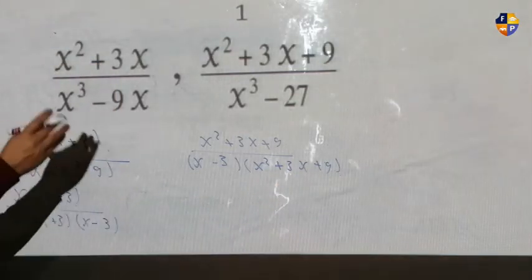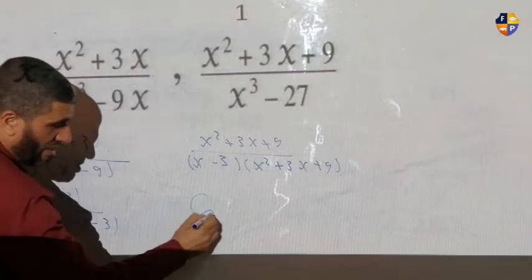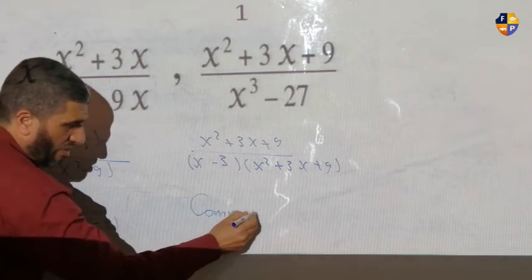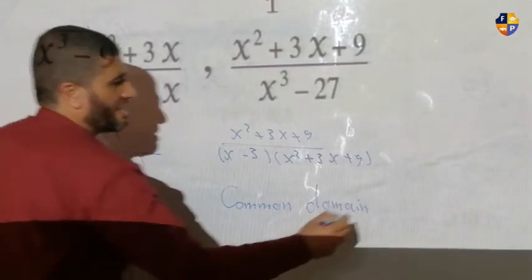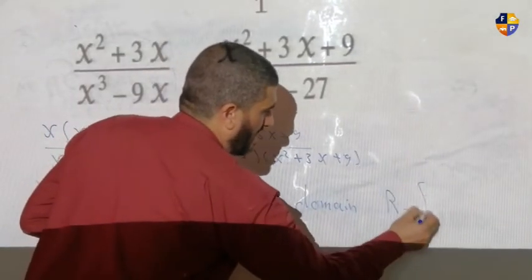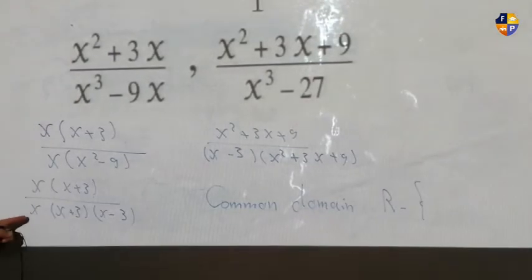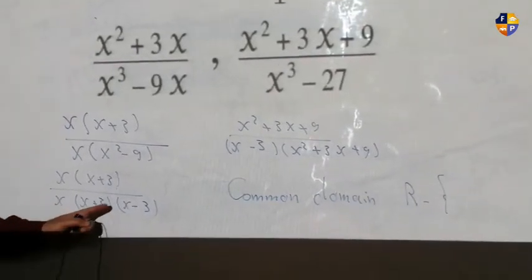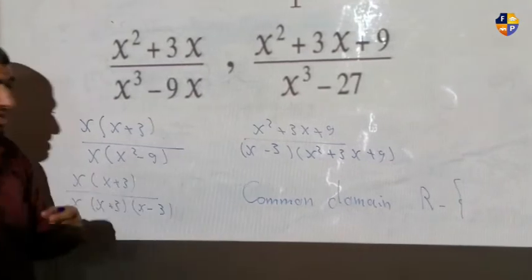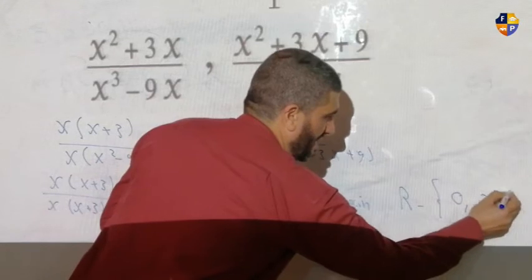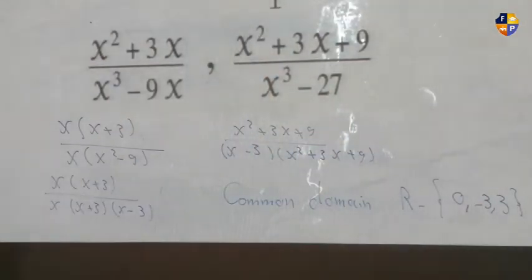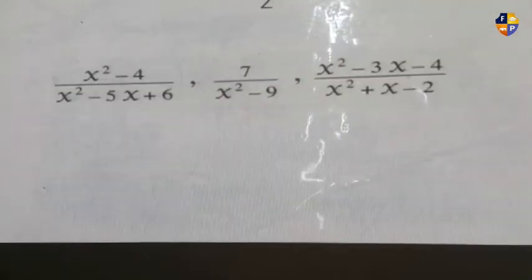We can find the common domain equals R except 0, negative 3, 3, and 0, negative 3, and 3. Okay, number 1. Number 2, we can find the common domain.